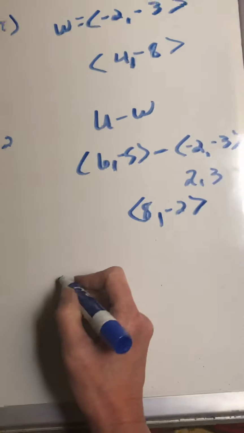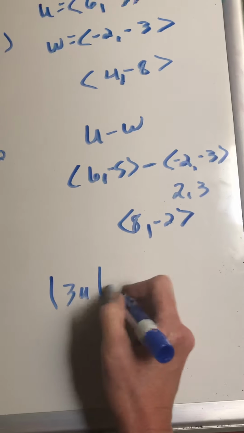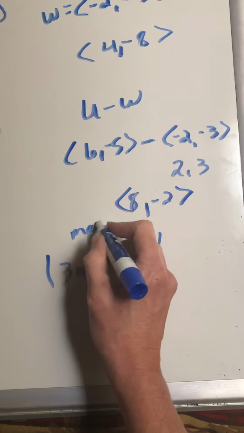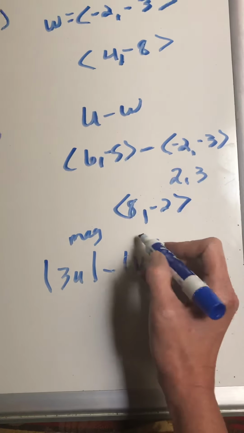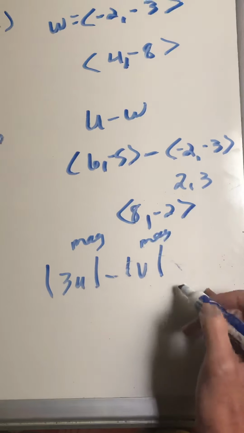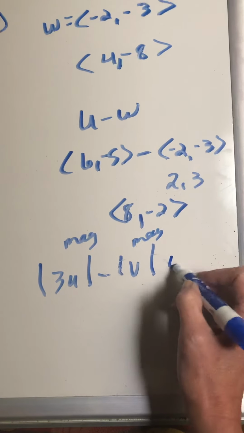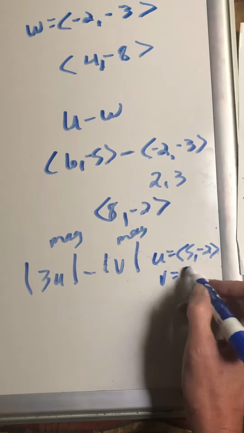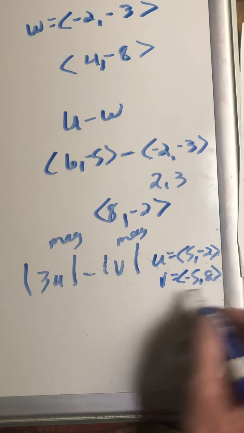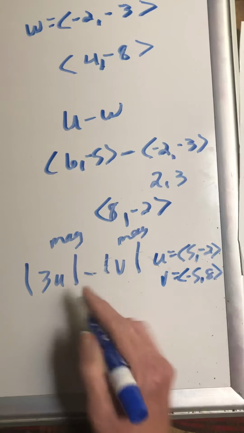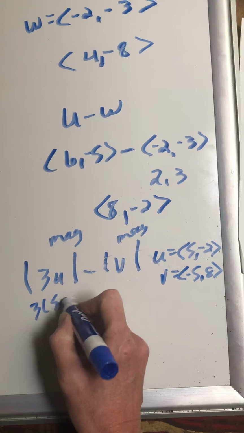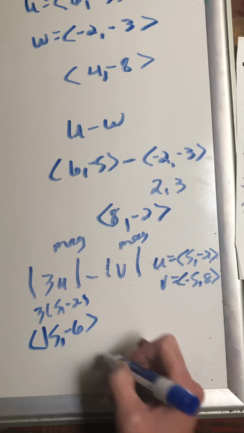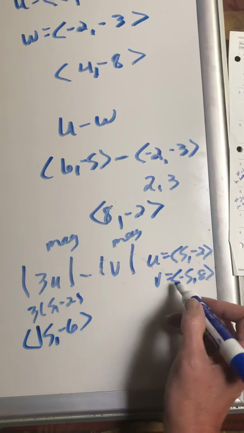Then you'll see something like this, absolute value of 3u minus absolute value of v. Absolute value is just the magnitude. It means the magnitude. And this means the magnitude, okay? So our u on this one is 5, -2. And then our v on this one is -5, 8. So this 3u means I need to multiply that by 3. So I need to do 3 times 5, -2. So I'd have 15, -6. Then my v is still just -5, 8.